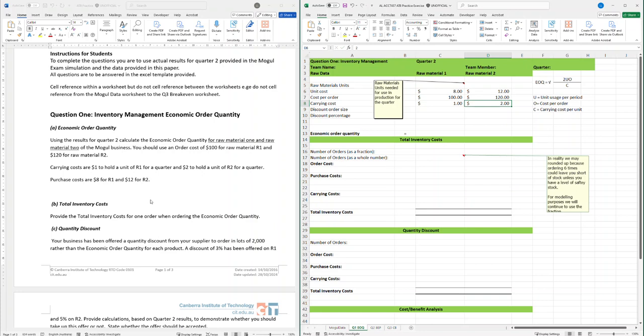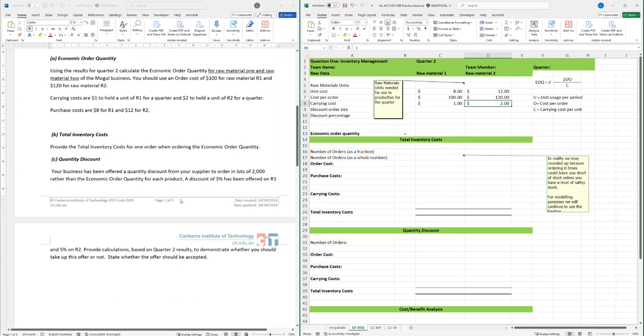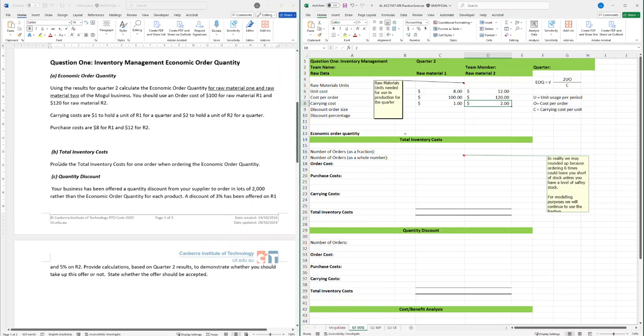Okay. So we need to provide the total inventory costs for one order when ordering the economic order quantity. Okay, so this is a bit tricky. It's just the way they put it, but really it is when you calculate the quantity discount, it talks about here the order discount. So we might as well input the data here. As it says in here, the order size is 2,000 for the discount, and that's for both raw materials. Okay, so 2,000 here.